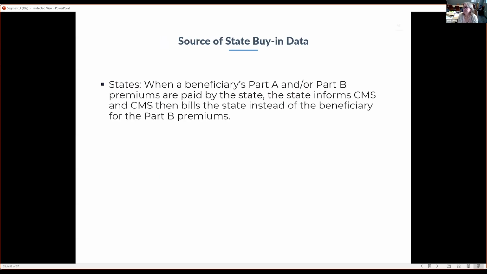The source of the data is from the states. And what happens is when the premiums are paid by the state, the state informs CMS and then CMS bills the state instead of the beneficiary. So the idea is that this is a way the state says, here's the roster of people we're covering. CMS no longer bills the beneficiary, but sends it straight to the state until the state says stop it. So this is a way to make sure that these people don't lose their benefits, and it's driven by state reaching out.